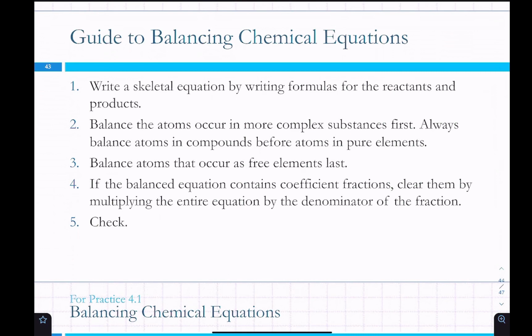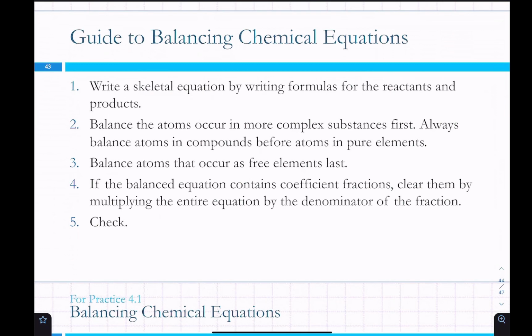Now, there are a lot of methods in something like Sudoku that make that easier to do. Similarly, for balancing chemical equations, there are some steps that you can follow to make your life a little easier. And those are these. So write a skeletal equation first by writing the formulas for the reactants and products. And again, we'll get more to nomenclature. That's more related to nomenclature.